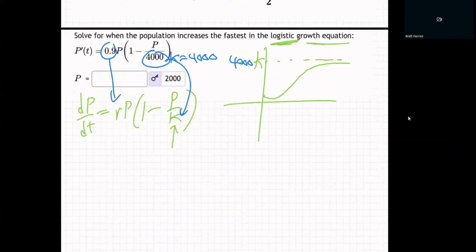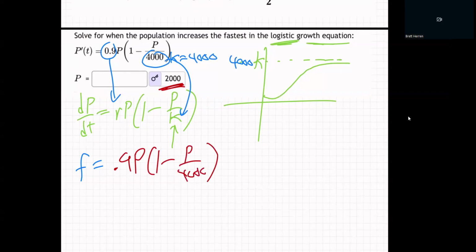Now I can show you why that is. This is the P prime, that's the dP/dt. It's how fast the population is growing. So the question is, when is that maximum? Call that a function f. We're done. The answer is 2,000, but I want to show you why. I can prove it to you a little bit more mathematically if you're interested. So the rest of this video is just for fun. We've already got our answer. That's all you've got to do.